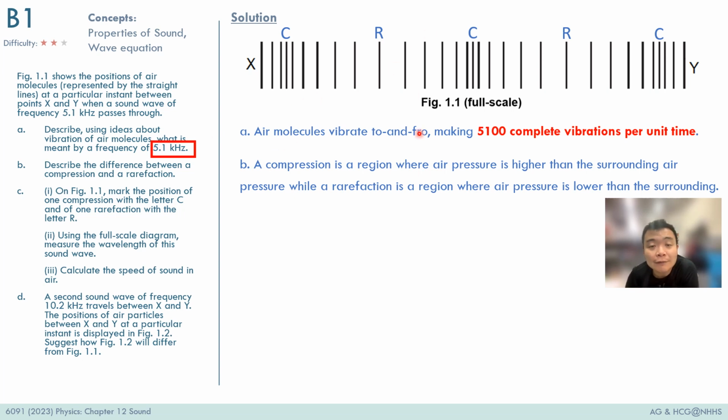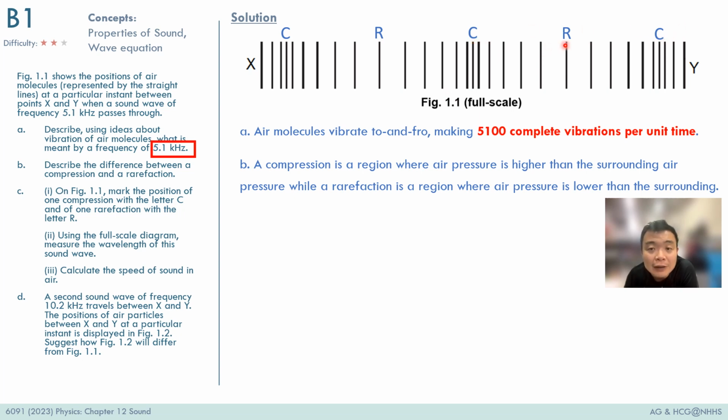Now for C part 1, first identify, like what I said in the previous video, it's always easier to identify the compression points. For example, this is a compression point because the neighboring particles are very close to it. So identify the compression points first, over here and also over here.